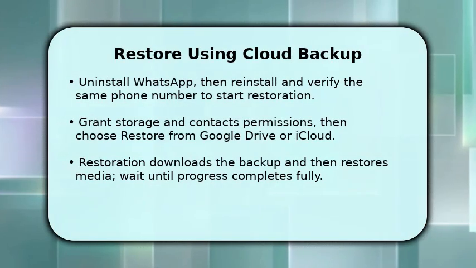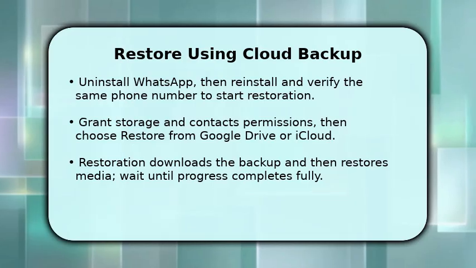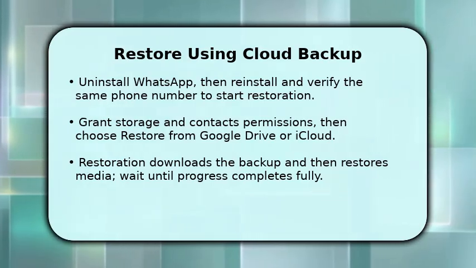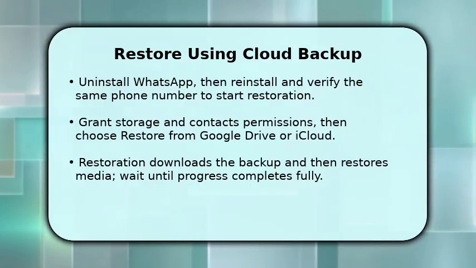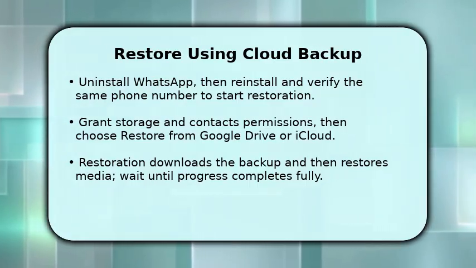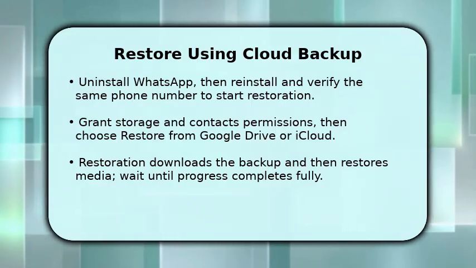To restore from cloud, uninstall WhatsApp and then reinstall it from the App Store. During setup, verify the same phone number and sign into the same Google account or Apple ID. Grant requested permissions so the app can access storage and contacts during restore.